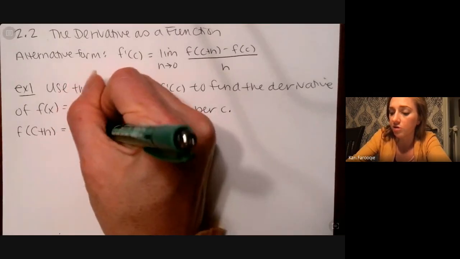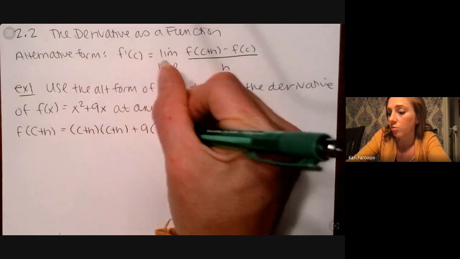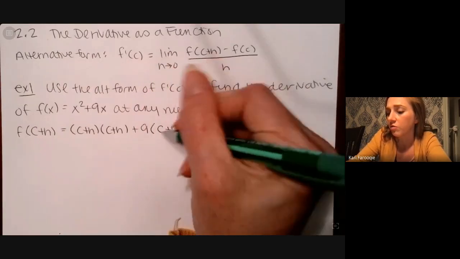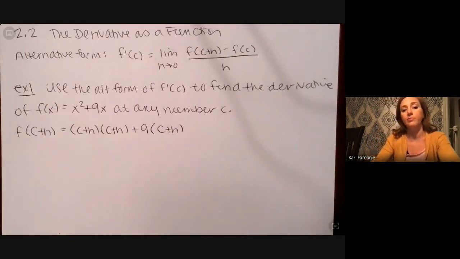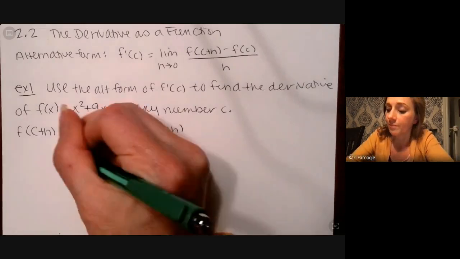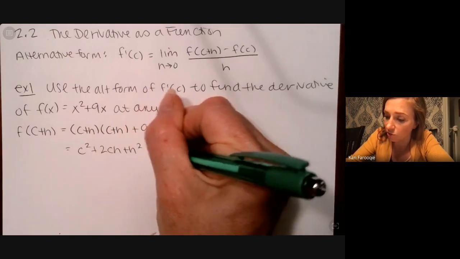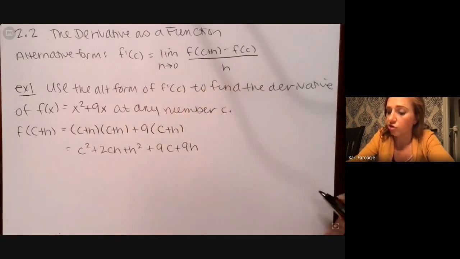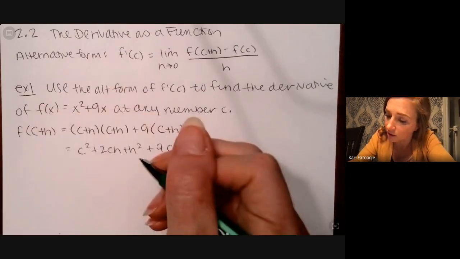So we're going to have c plus h squared, which means c plus h times c plus h, plus 9 times x means 9 times c plus h. So just using the same function and substituting c plus h everywhere you see x. And then we're going to simplify that. So c squared plus 2ch plus h squared plus 9c plus 9h. Now we're going to take that quantity, subtract f of c, and divide by h. So let's see.